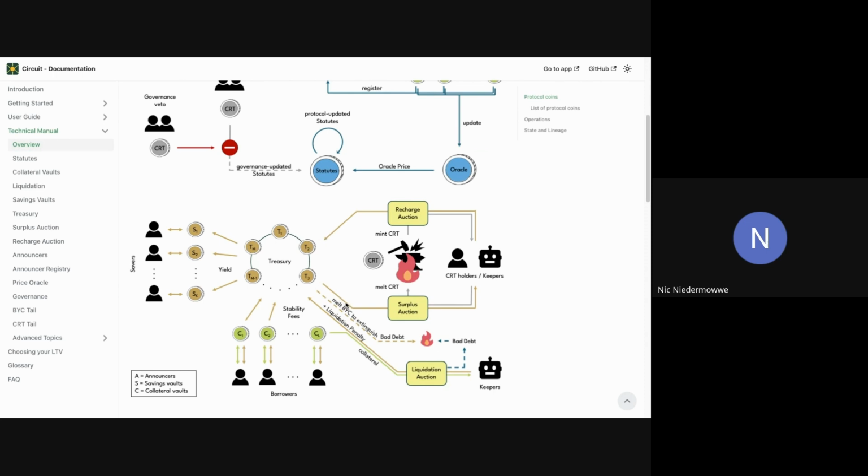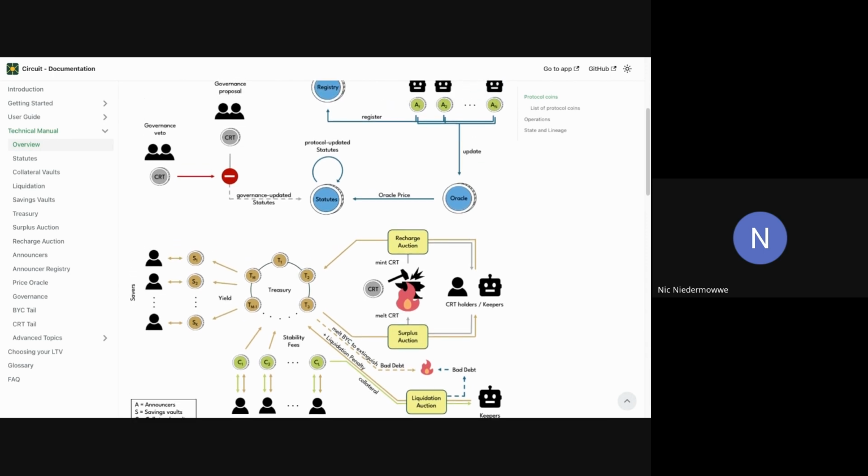And the surplus auction is the opposite. When the protocol is profitable, which typically you would expect, then over time the surplus that accumulates in the treasury can be discharged. The protocol sells off Bytecash in return for Circuit tokens, and these tokens simply get burned. So it's a bit like a buyback. You buy back the token, you burn it. So in the end, we expect CRT to be deflationary in terms of its supply.